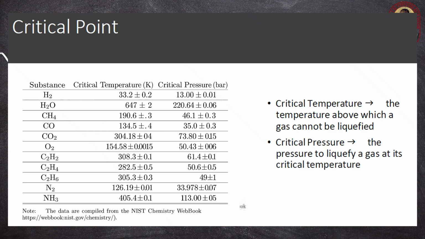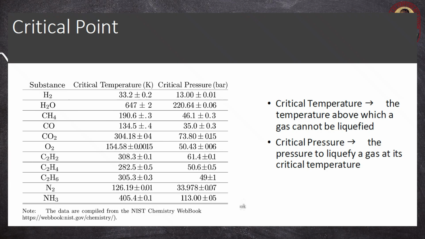Once you go beyond this temperature, you can never turn it into liquid again. It will remain in a gaseous or supercritical state. Meanwhile, the critical pressure is the minimum pressure required to liquefy a gas at its critical temperature. So in simpler terms, pressure lets you compress it, while temperature sets the upper limit for liquefaction.